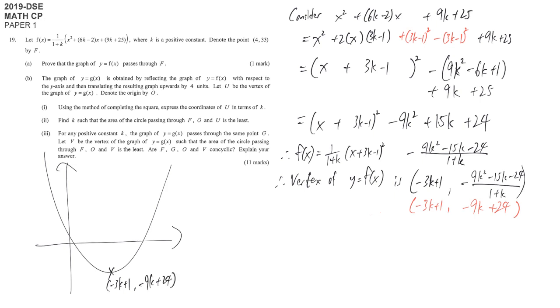And then after some transformation, it may become like this, and so this point U, therefore U is: left-hand side becomes right-hand side, so the x-coordinate is multiplied by negative 1, giving 3k minus 1, and still the same height. After that we move up by 4, so we just use the y-coordinate plus 4, which is negative 9k plus 28.